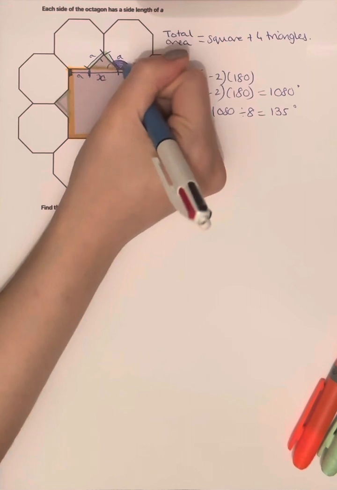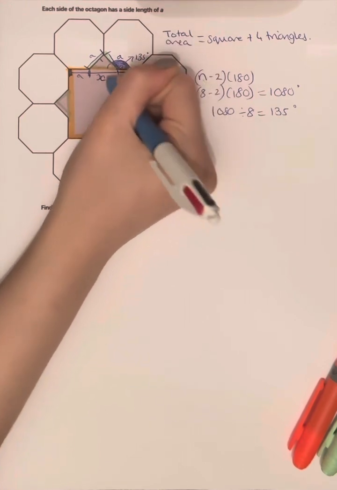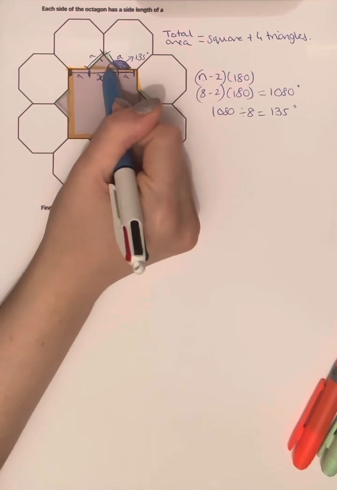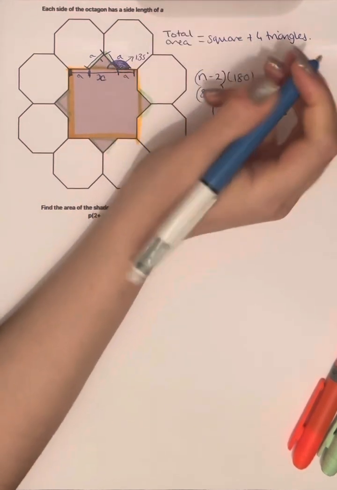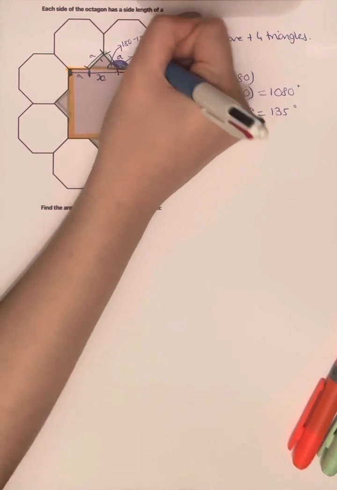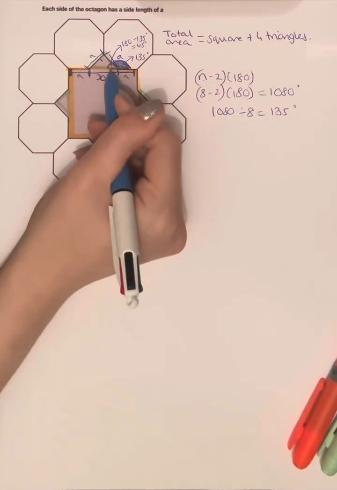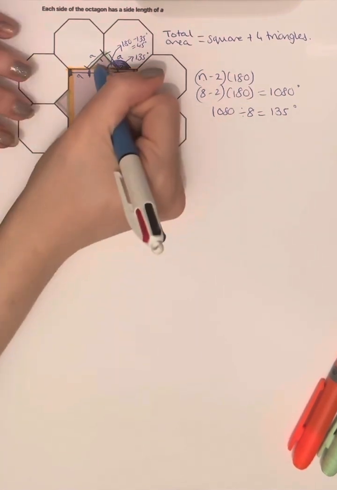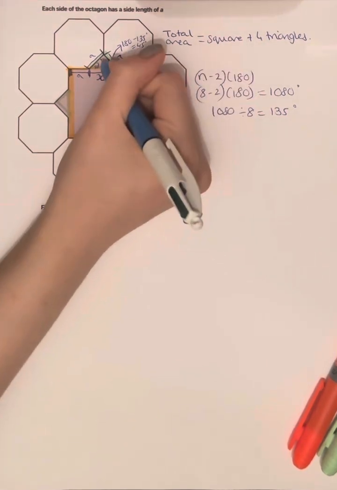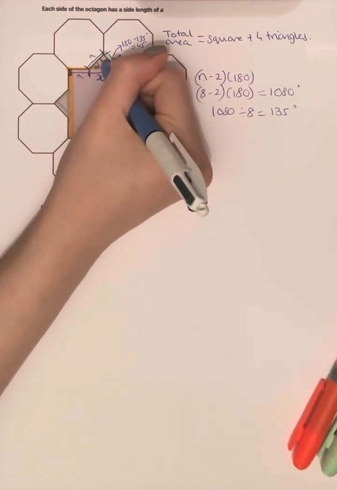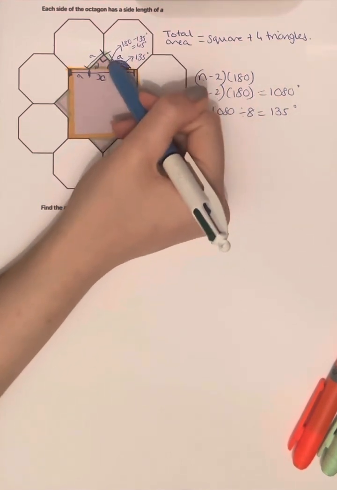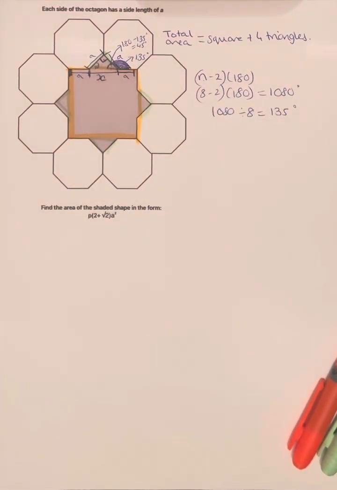which gives us 135 degrees. Now that we know this is 135 degrees, we can find this is 45 degrees, since angles on a straight line add up to 180. So 180 minus 135 gives you 45 degrees here. This is also 45 degrees, as they're all identical. So this is in fact a right angle triangle. All your angles add up to 180 degrees in the triangle, so definitely a right angle here.